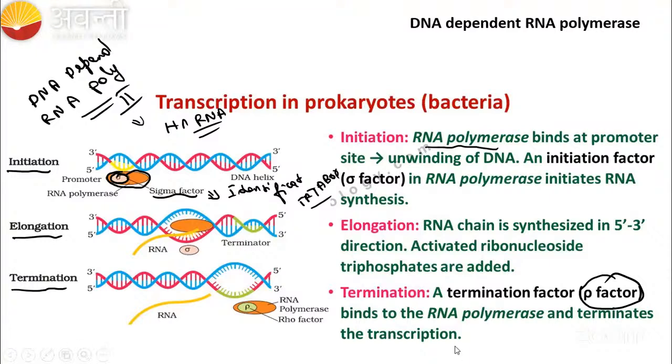Okay. For the initiation, the sigma factor is required. For the termination, the Rho factor is required. And RNA is also synthesized in the 5' to 3' direction only.